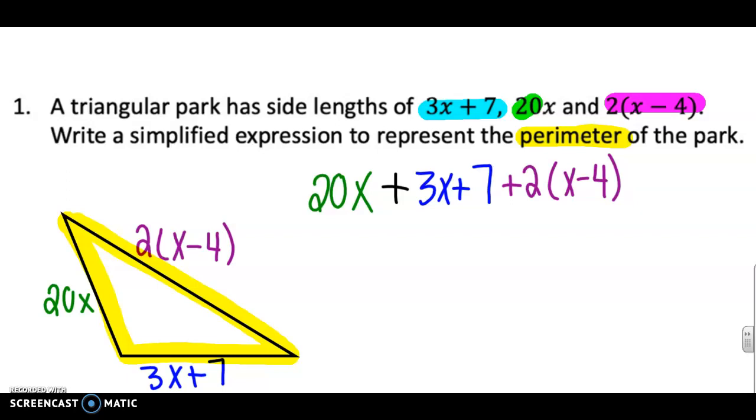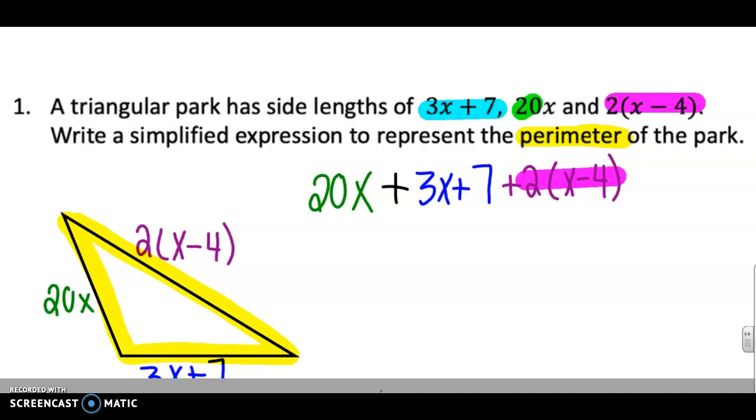All right, now we need to simplify this. Before we combine any like terms, we need to use the distributive property on this purple side. So this part that I'm going to highlight in purple right here, you cannot see that. Let me highlight it in a different color. We need to use the distributive property on that part that I highlighted in purple. So when you use the distributive property, remember you take the number outside the parentheses and you multiply it by each term inside the parentheses. So let's do that first.